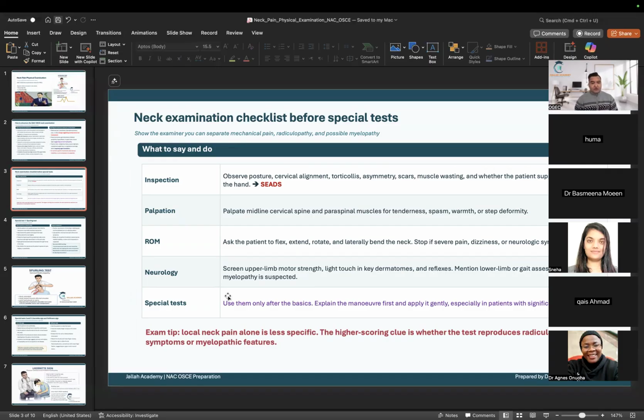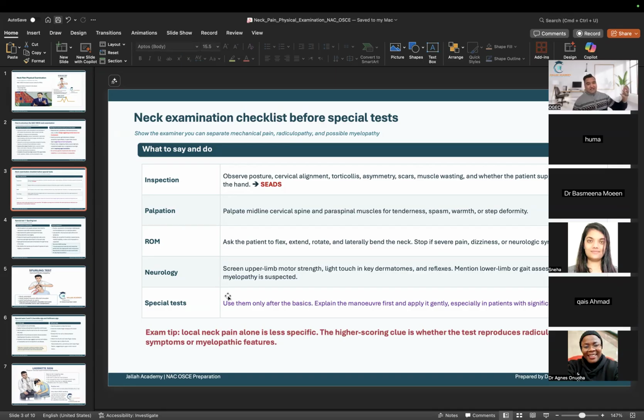Special tests, use them only after the basic ones. We usually do it at the end, but remember, if you're running out of time, do the special tests before the neurological examination. Because for the neurological examination, for the total motor, sensory, and reflex, you might get 5 out of 5, but for a special test, for each one of them, you will get 5 out of 5. So if you miss 3 special tests, you lose 15 marks.